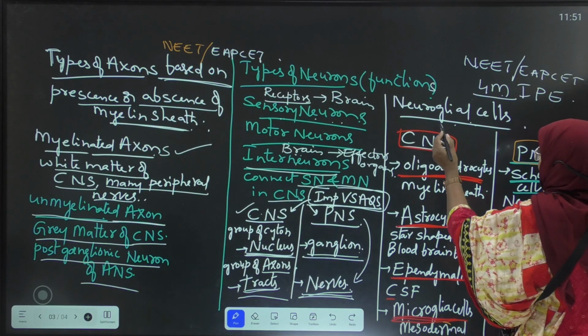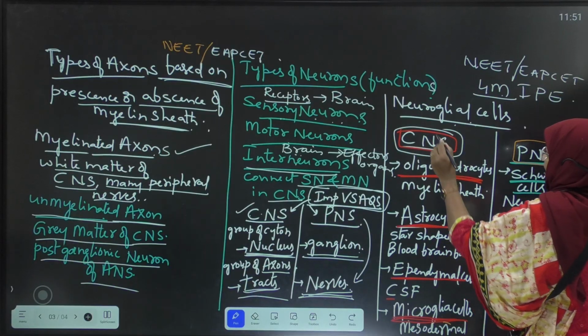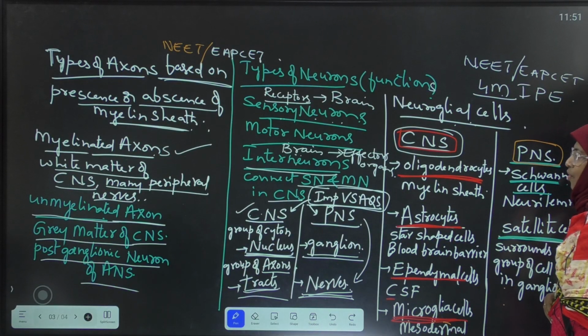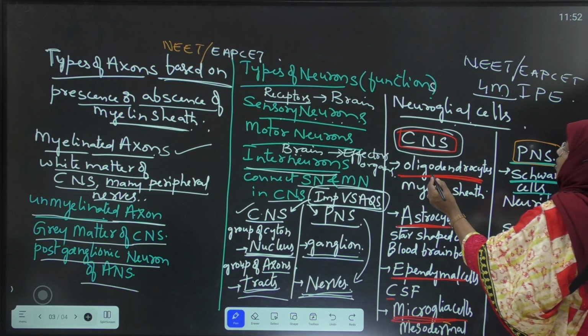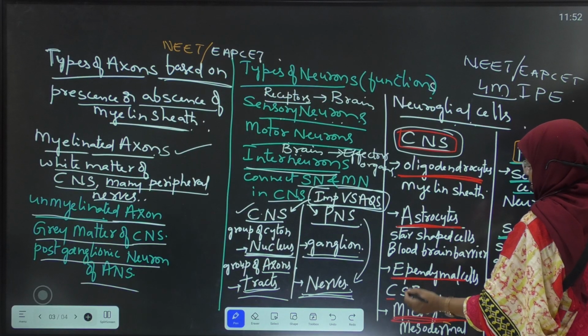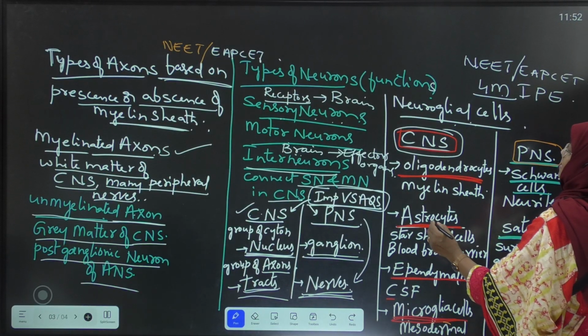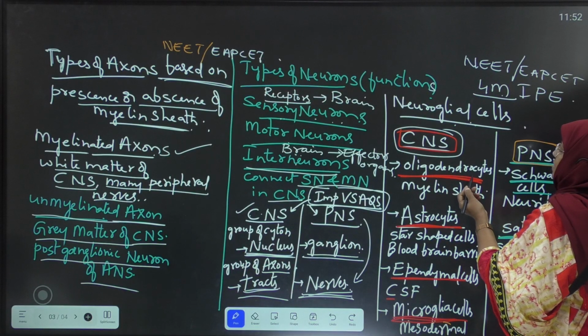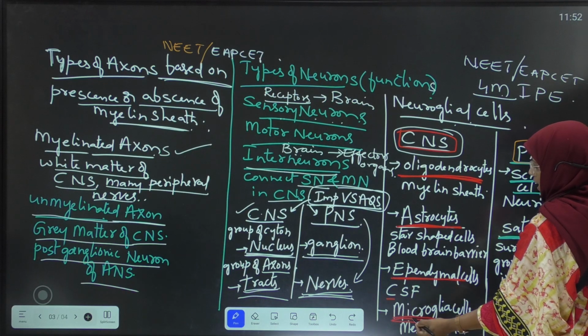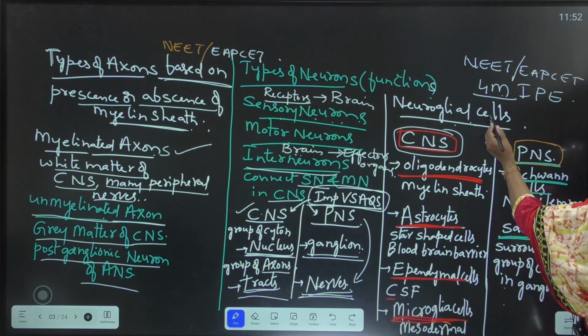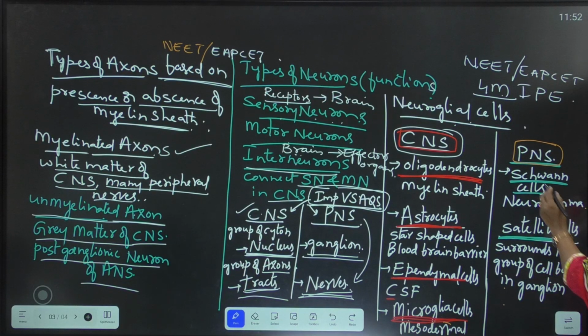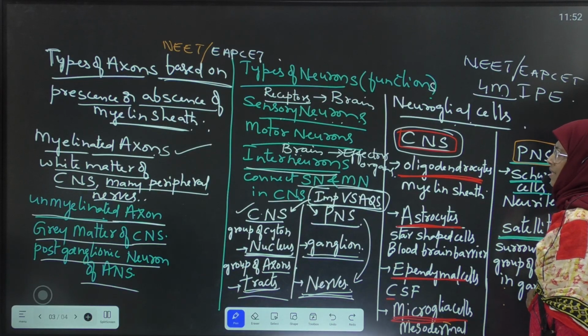What are the different types of neuroglial cells in the CNS, the central nervous system? The CNS consists of four types of neuroglial cells. They are oligodendrocytes, astrocytes, ependymal cells, and microglial cells. Next, what are the neuroglial cells present in the peripheral nervous system? Schwann cells and satellite cells. First, we will discuss the neuroglial cells of the CNS.